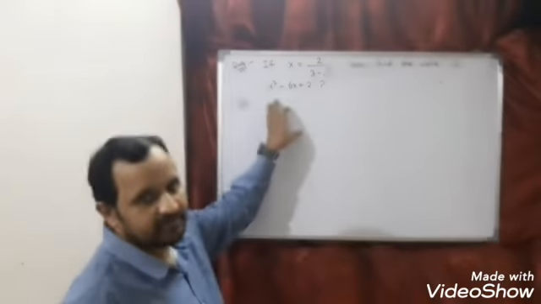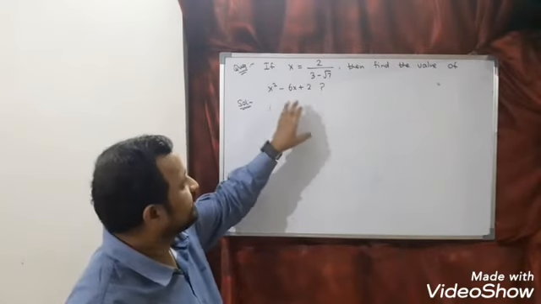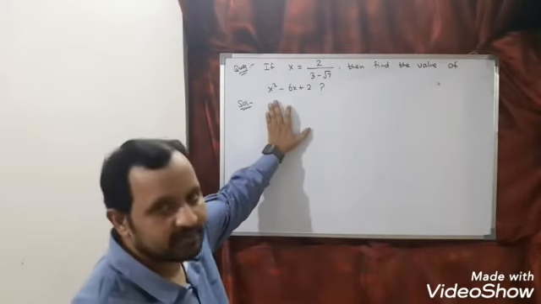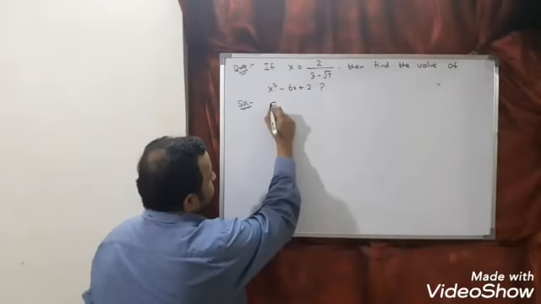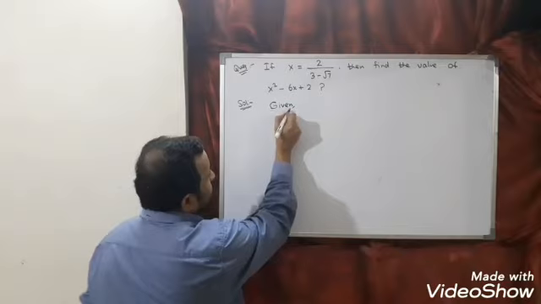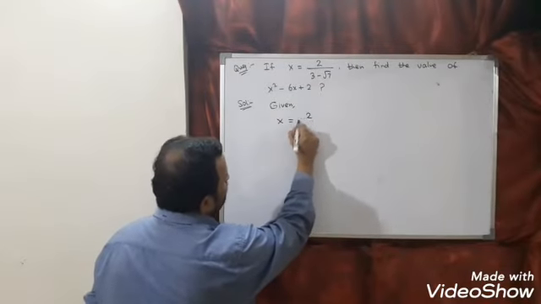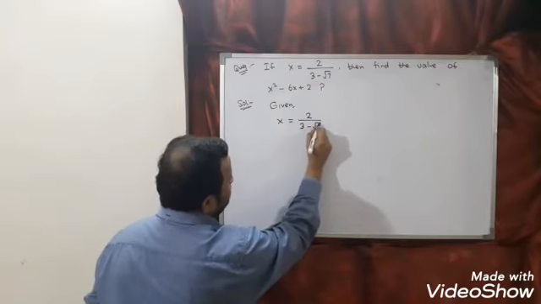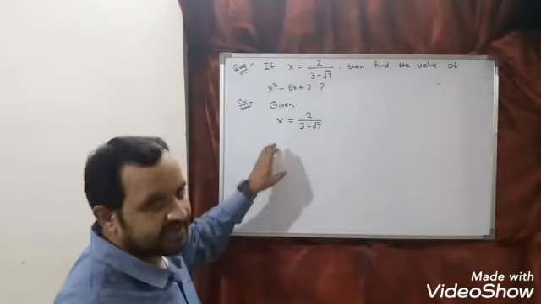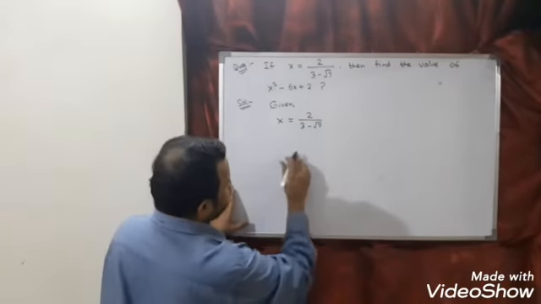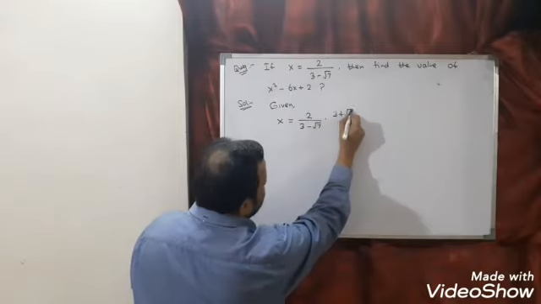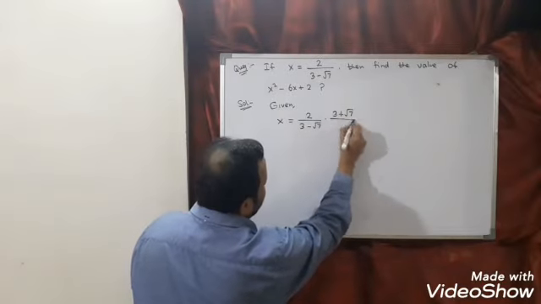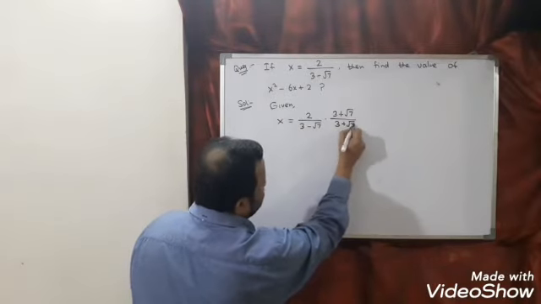The next question is: if x is equal to 2 divided by 3 minus root 7, then find the value of x square minus 6x plus 2. So look here, what is given? Given x is equal to 2 divided by 3 minus root 7. Let us write x in a simpler form. What I am doing here is rationalization. So for 3 minus root 7, multiply by 3 plus root 7 divided by 3 plus root 7.